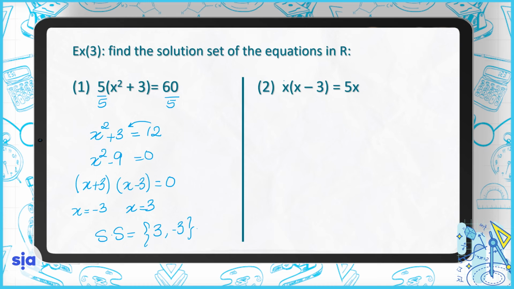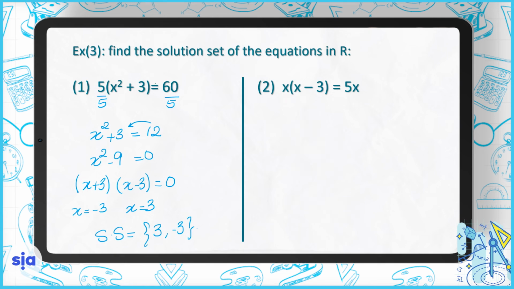In this question, yes, we can divide both sides by x, or we can multiply the x by this bracket. You can do whatever you want to do. We're going to divide both sides by x. So x minus 3 is equal to 5. So if you move the 3 to this side, x equals 5 plus 3, which is x equals 8. So the solution set here is 8.